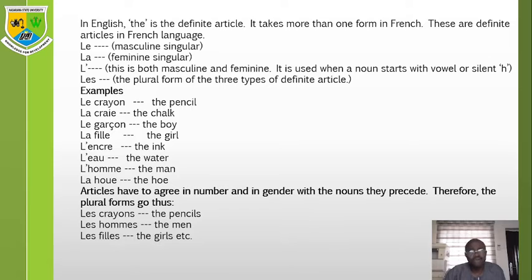And we have la hoe, which means the hoe. The h is not silent, that is why we have to write la. All these ones, masculine and feminine, we learn objects with their articles in French. So when you have it, just put it in your head. You will discover that garçon, the boy, is obviously masculine, and la fille, the girl, is obviously feminine. Now, articles have to agree in number and gender with the nouns they precede. Therefore, the plural forms go thus: les crayons, the pencils; les hommes, the men; les filles, the girls, etc.